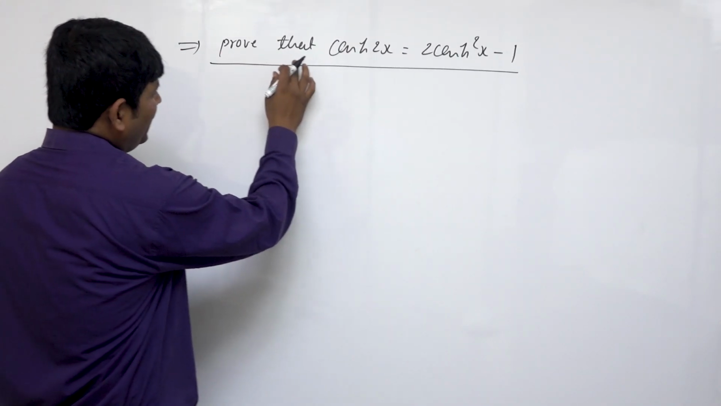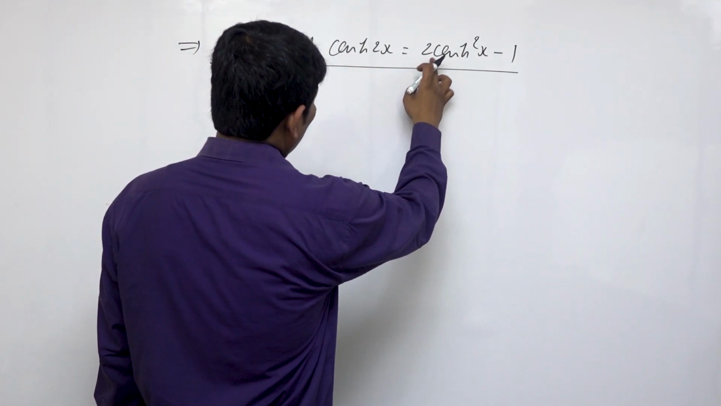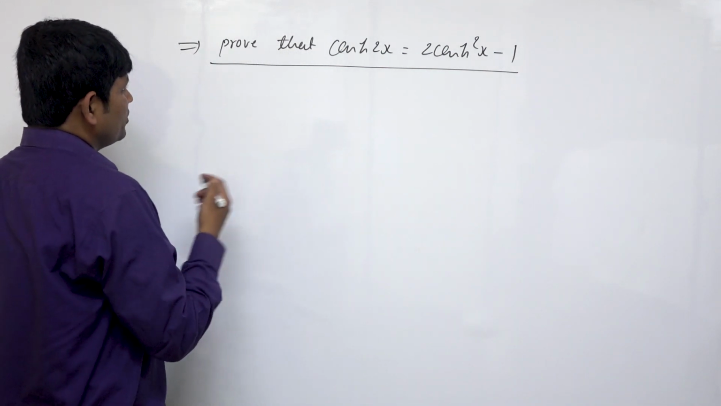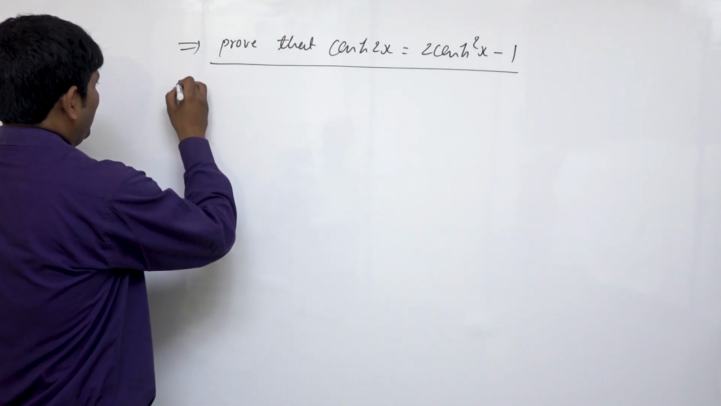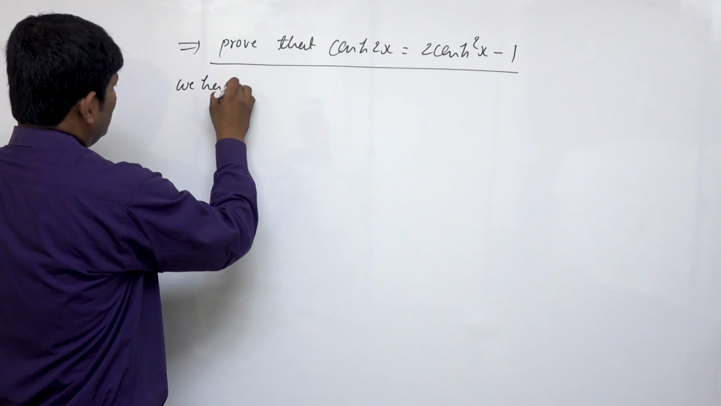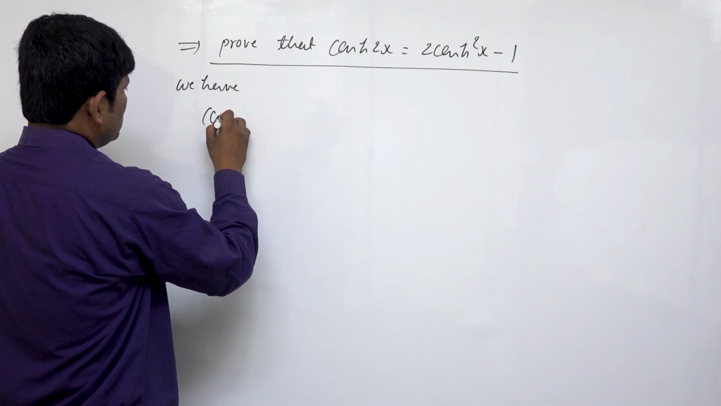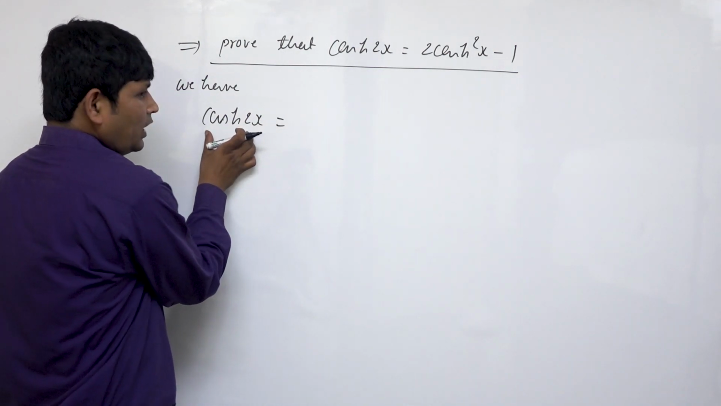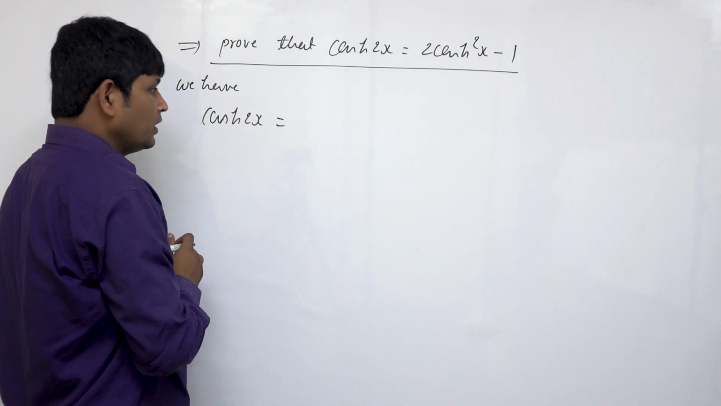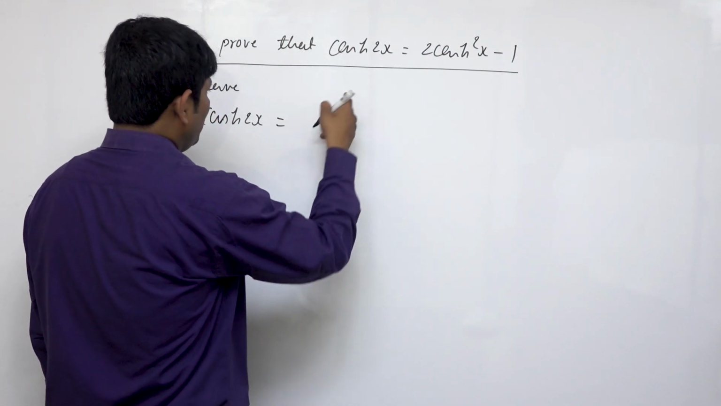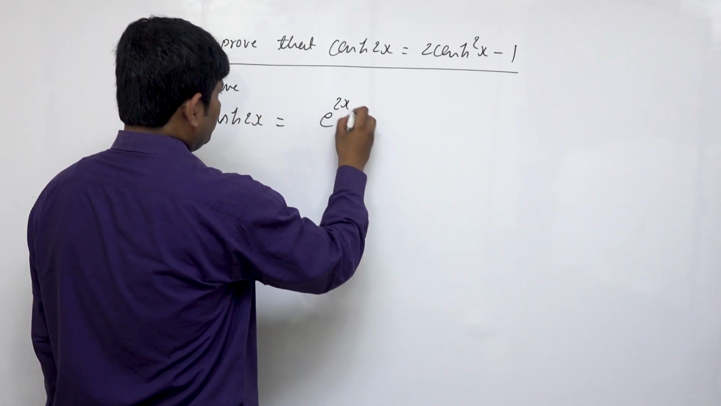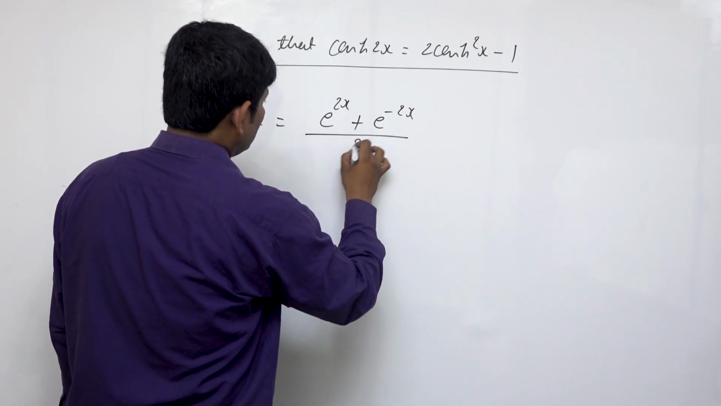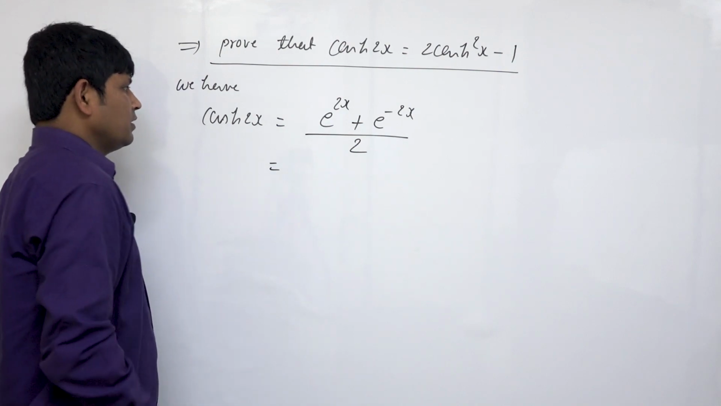We have to prove that cos hyperbolic 2x is equal to 2 cos hyperbolic square x minus 1. So we have to use the formula here. We have cos hyperbolic 2x is equal to, what is the exponential form of cos hyperbolic x? So e to the power x, in the place of x there is 2x, so e to the power 2x plus e to the power minus 2x over 2. This is the formula.